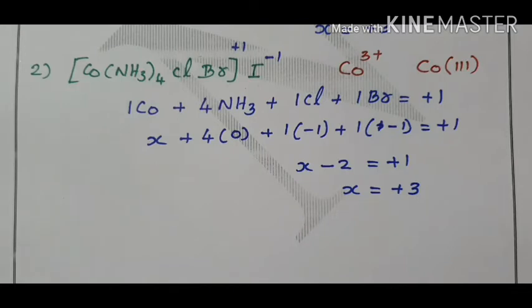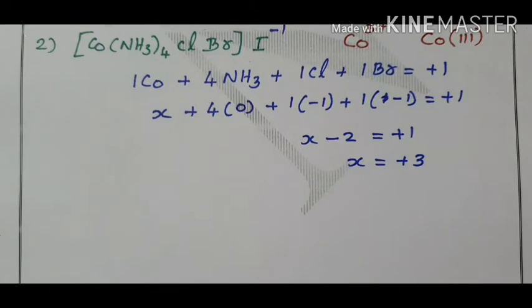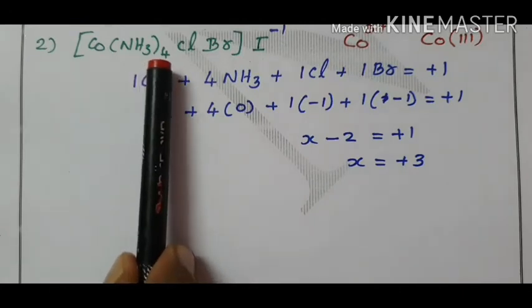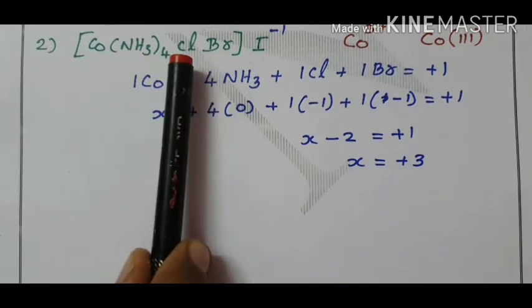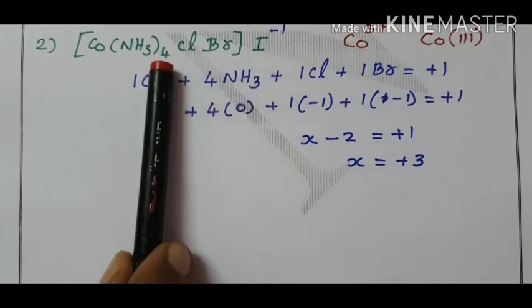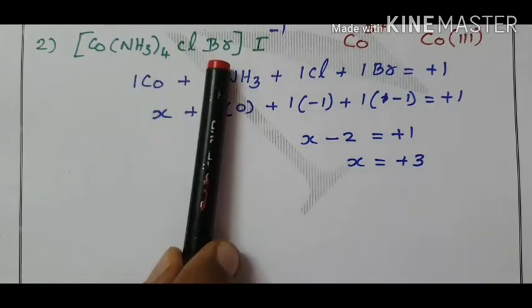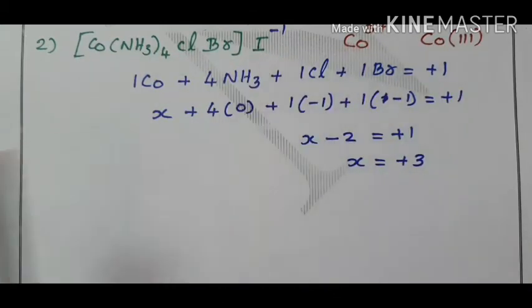Now, what is the IUPAC name of this complex? In a separate video, I will explain how to name the coordination compound. Tetraamminebromidochloridocobalt(III) iodide. Then come to the next compound, determination of oxidation state of central metal ion.